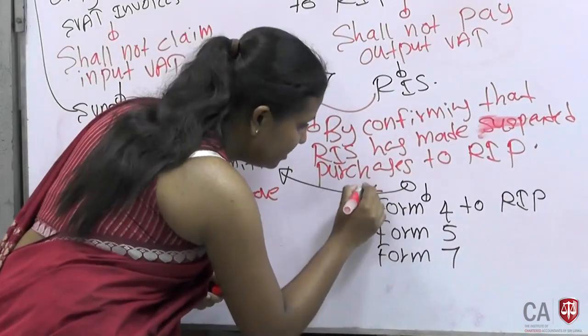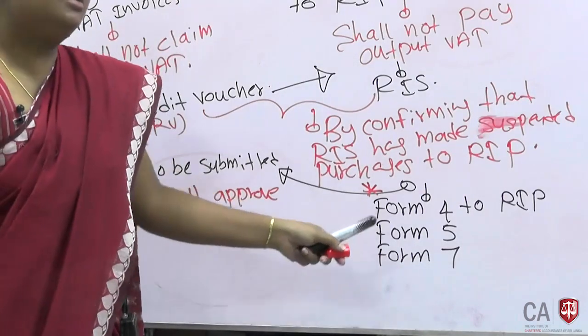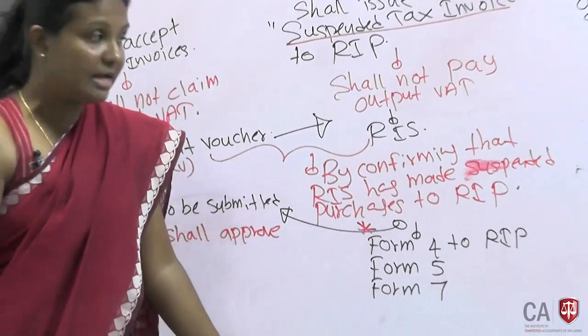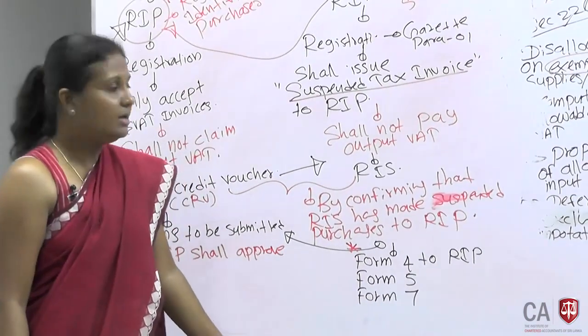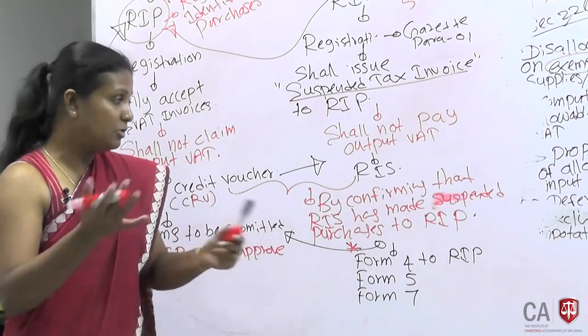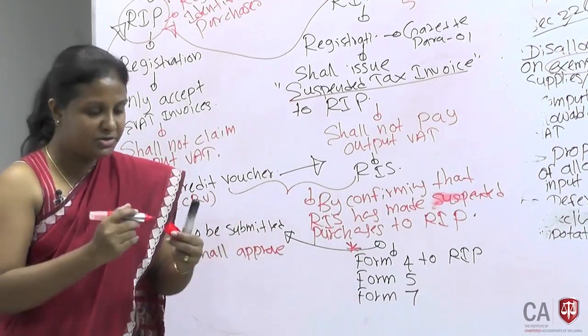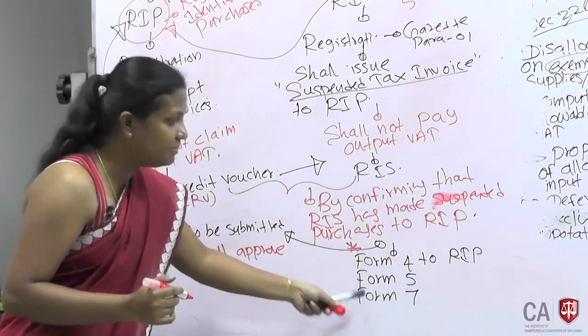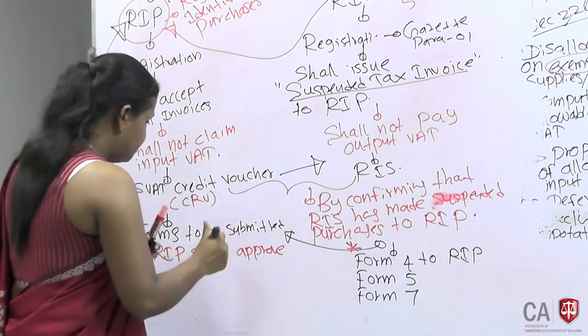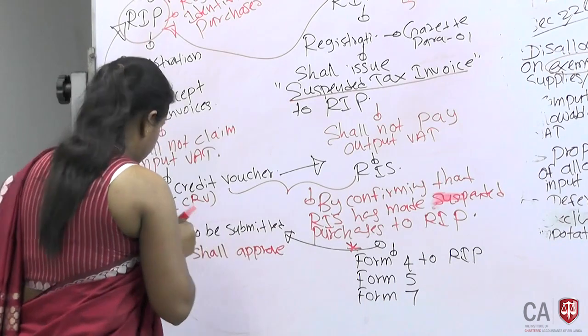Have this in memory. In one paper, 2017, I cannot exactly remember the paper, before the new act, this was tested. Before the new act means before 1st April 2018, in one of the papers, this was tested. Then the RIP shall approve this Form 4.